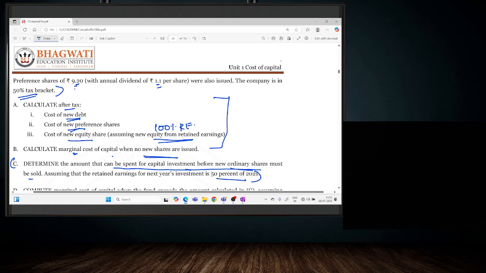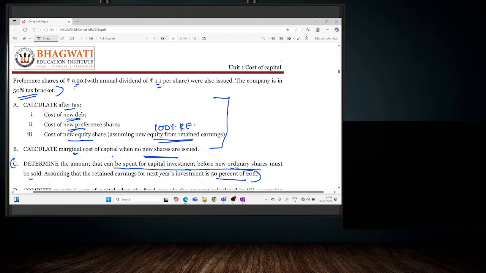So listen, now the company is raising additional capital using debentures, preference shares, retained earnings. Is there any new share capital? No, there is no issue of new share capital. Now this additional capital is raised through retained earnings, in the sense the retained earnings is completely exhausted. Clear? Retained earnings is completely gone. They are asking to determine the amount that can be spent for capital investment before ordinary shares. So they are asking how many rupees of additional capital can be raised before issuing equity shares.